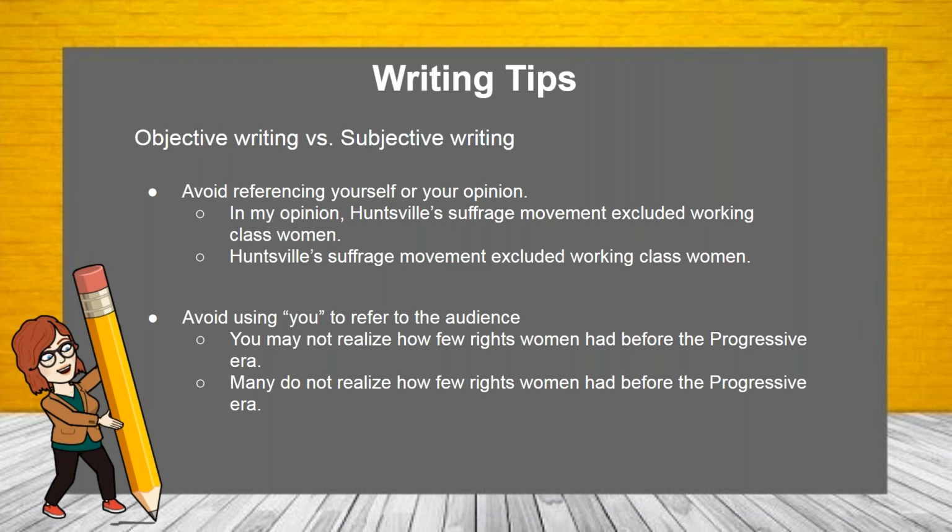Okay, so the second point I want to make about objective writing is you want to avoid using you to refer to the audience. So let's look at the first sentence. You may not realize how few rights women had before the progressive era, or many do not realize how few rights women had before the progressive era. Now, I wouldn't say that you sounds bad necessarily. It's just not objective. So we want to go with more objective words. Yeah, exactly. We would rather use the second sentence in a research paper.